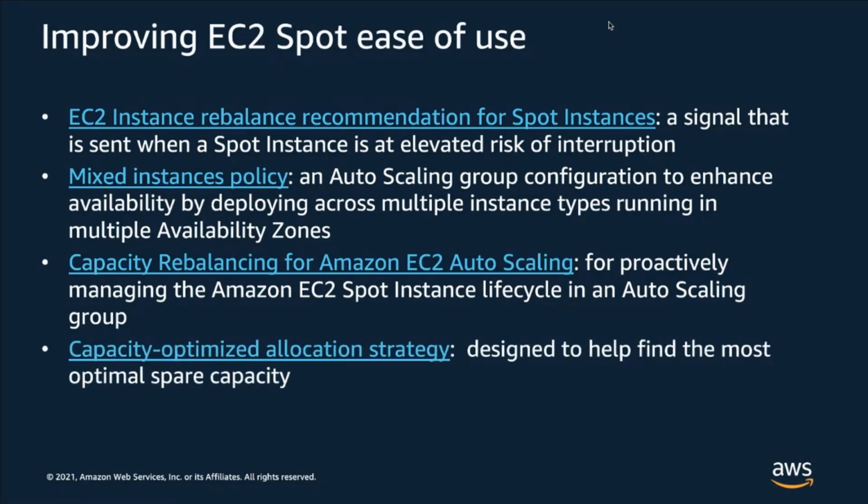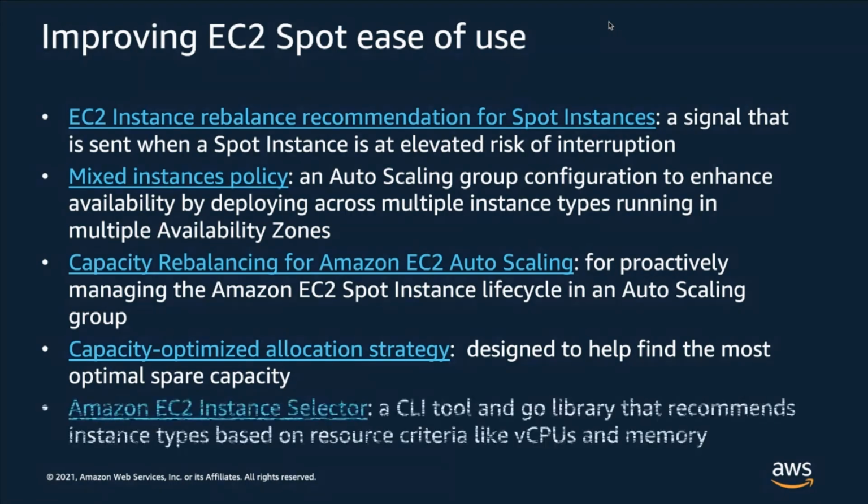And finally, we have allocation strategies that help find the most optimal spare capacity. One of these allocation strategies is called the capacity optimized allocation strategy. This is an allocation strategy that you can apply to your autoscaling group to say, hey, please find the spot capacity that best fits my workload and is the most optimal spare capacity that you have at the current time. So these are all features that we've launched to help make Spot easier to use, and really they're for you to take advantage of using Spot in your environment.